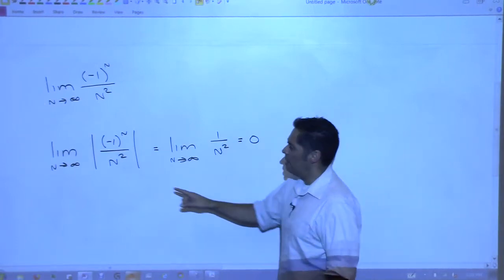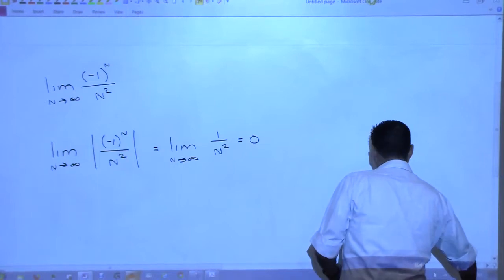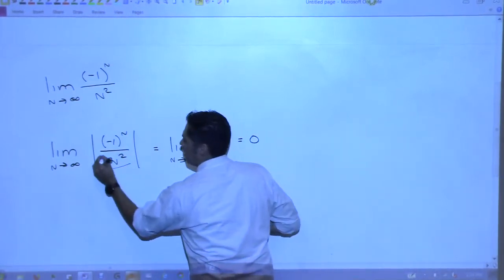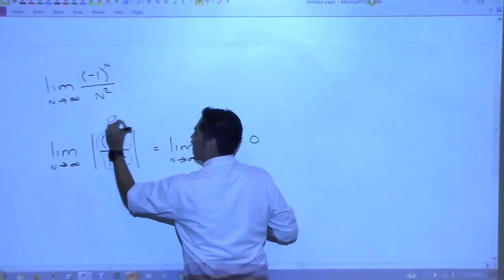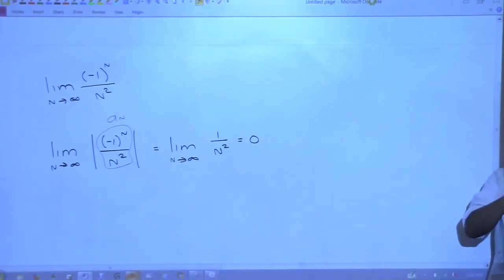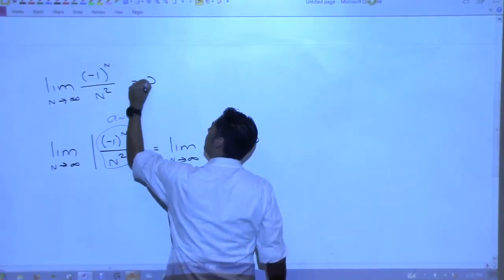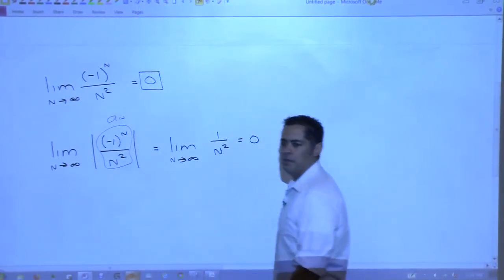So the theorem says if the limit of the absolute value of the sequence, so this right here is a sub n, right? If that limit goes to 0, then what can we say about the original one? This goes to 0 also, okay? And we're done.